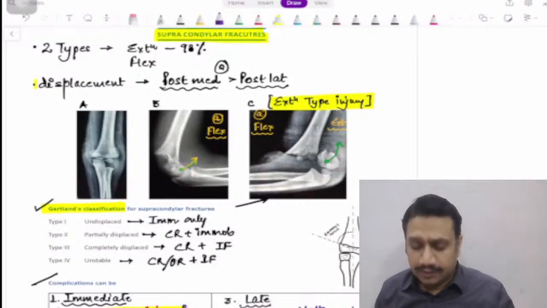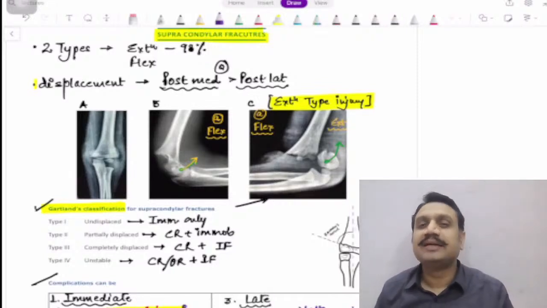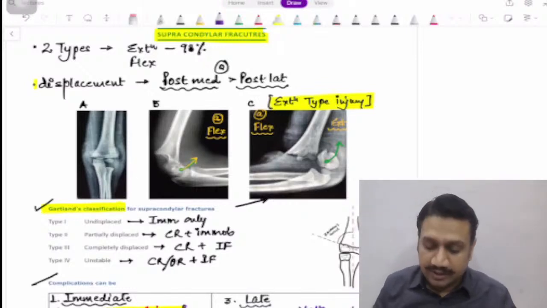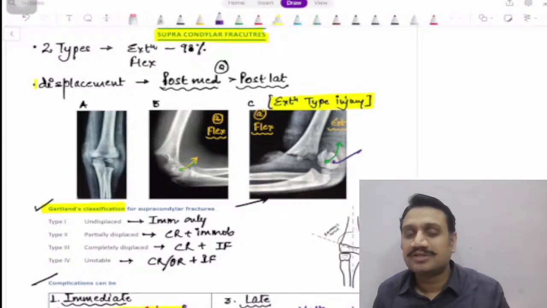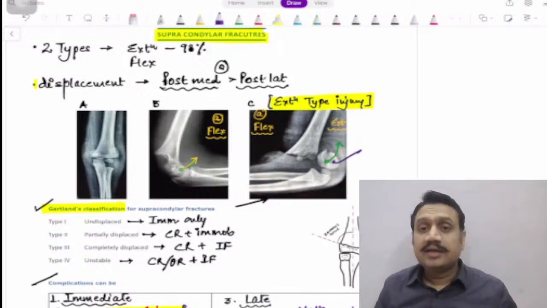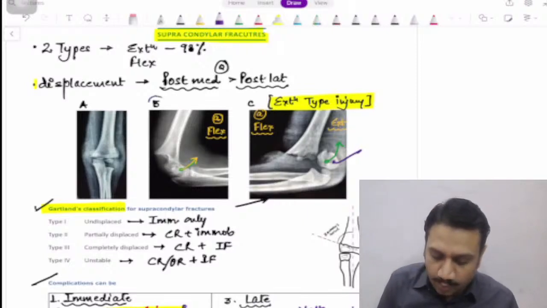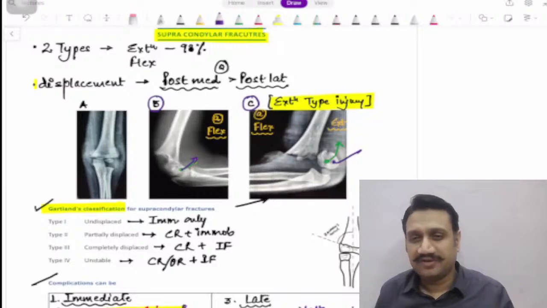So extension and flexion type, how do you define them? A very basic rule: it is defined by the position of the distal fragment. You can very well appreciate image C here. The distal fragment is pointing towards the back side, the posterior aspect, so it is an extension type of injury. In the second one, B, the fragment is moving towards the flexor side, so it is a flexion kind of injury. 98% of supracondylar fractures are extension type injuries.